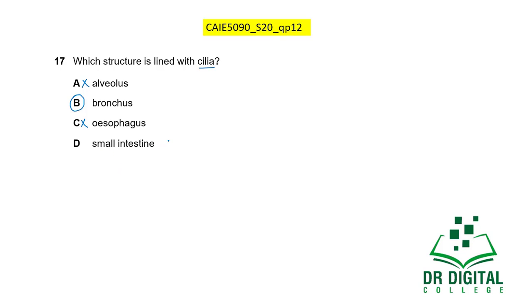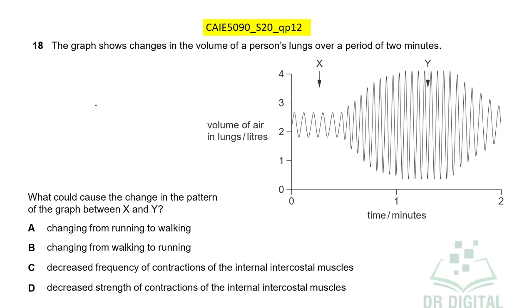Small intestine. Small intestine is not having cilia, but it has villi. Villi cannot be similar to that of cilia. So option D is also wrong. So answer for this question is B.